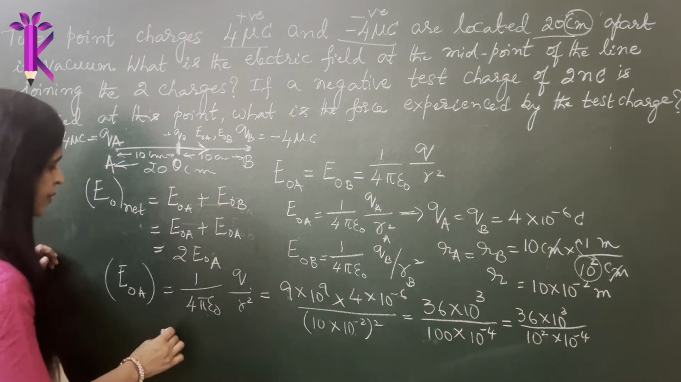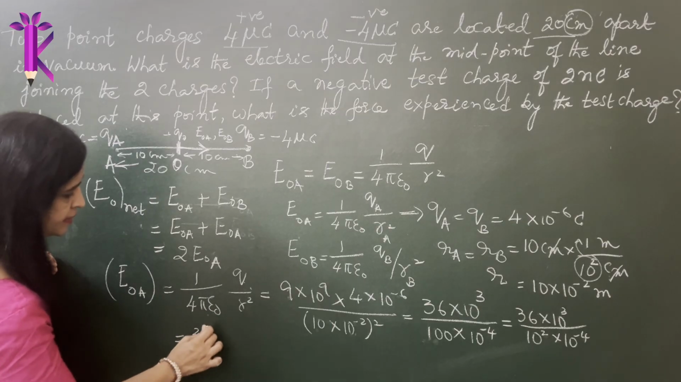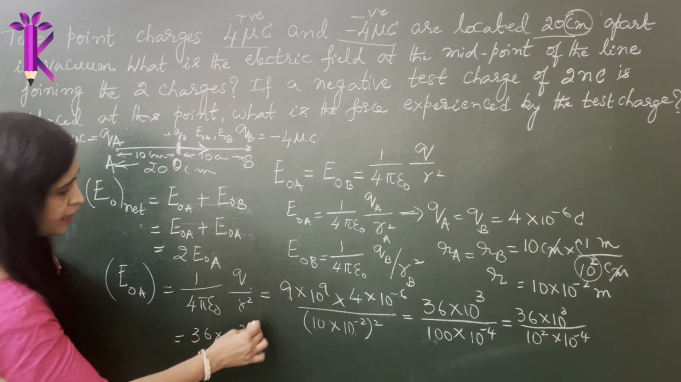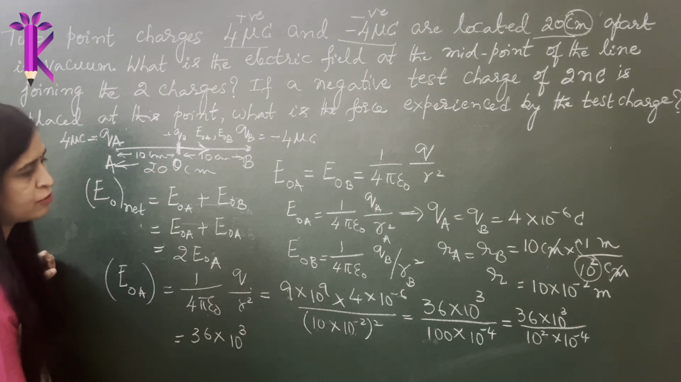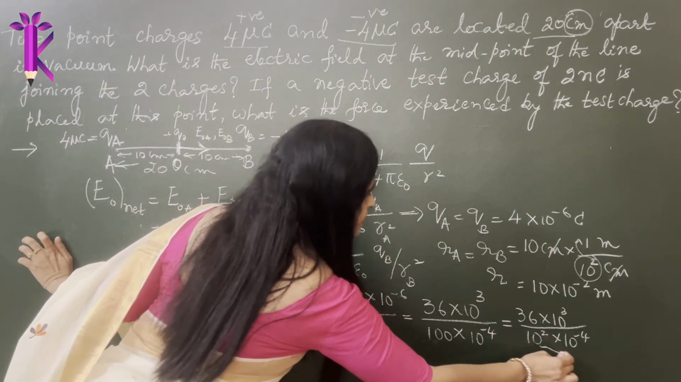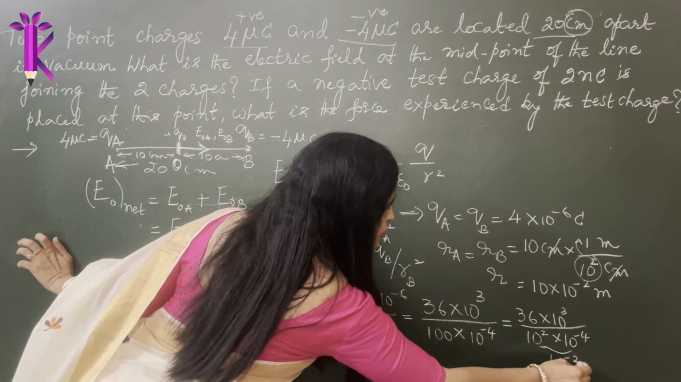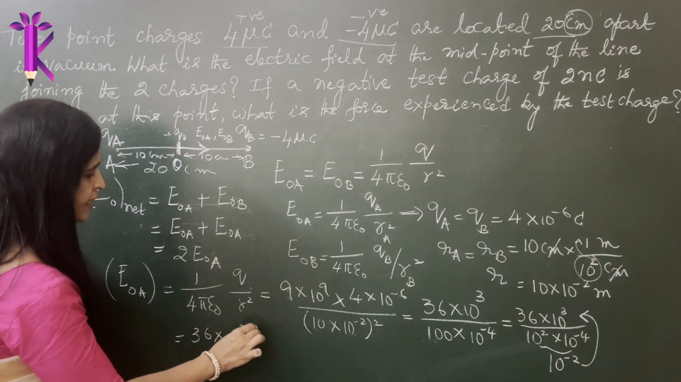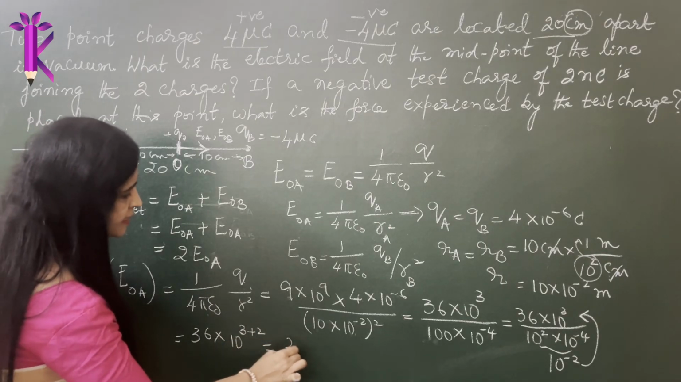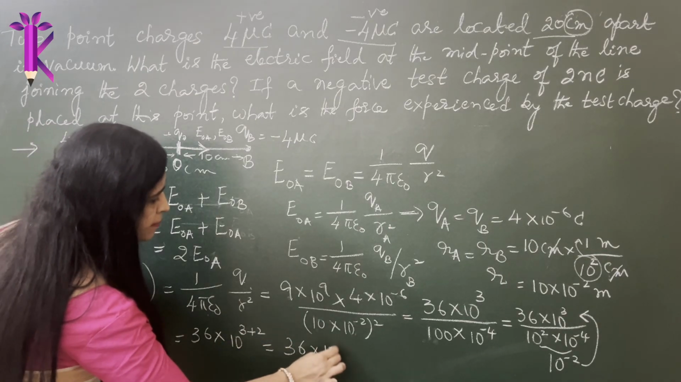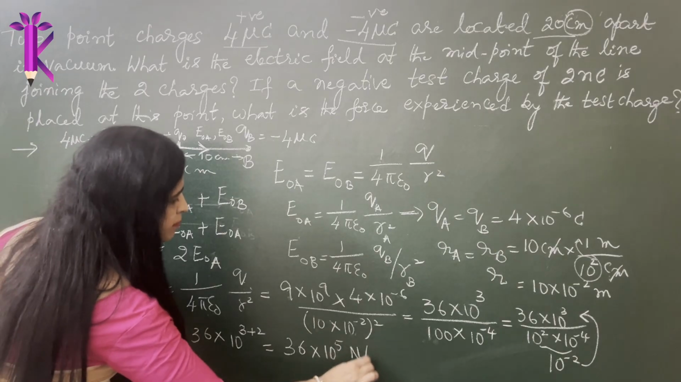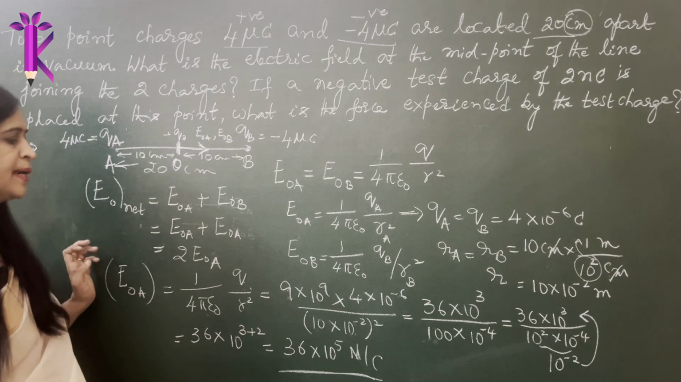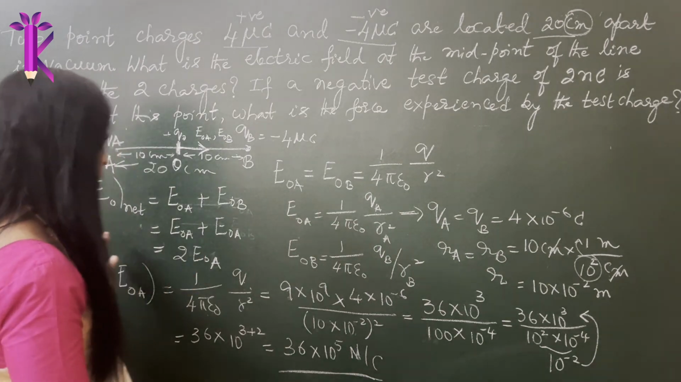Let's bring it to the numerator. So therefore it will be 36 into 10 to the power of 3, and in the denominator you have 10 to the power of minus 2. This can be simplified: when this goes above, it becomes plus 2, so 3 plus 2 is 5. So this will be 36 into 10 to the power of 5 Newton per Coulomb. So this is the electric field at the midpoint O due to A.